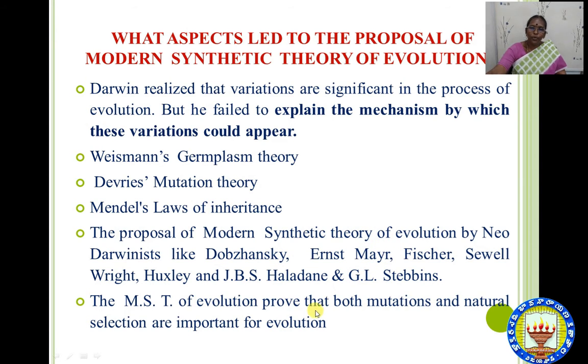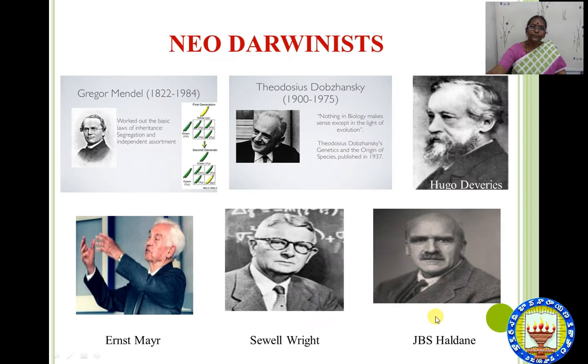And this theory proves that both mutations and natural selection are important for evolution. Look at these figures. Here we can observe the neo-Darwinists like Gregor Mendel, Dobzhansky, Hugo De Vries, J.B.S. Haldane, Sewall Wright and Ernest Mayr.